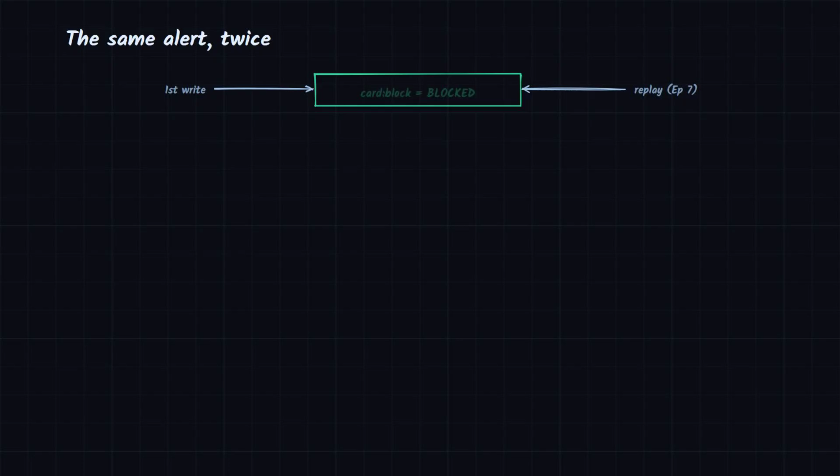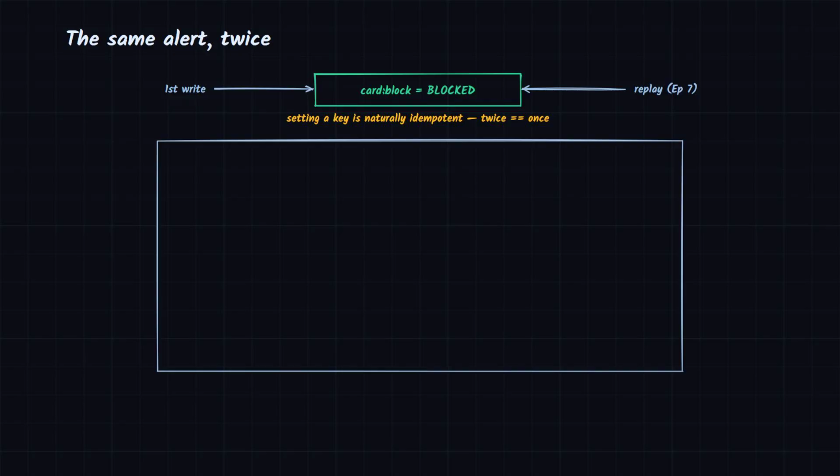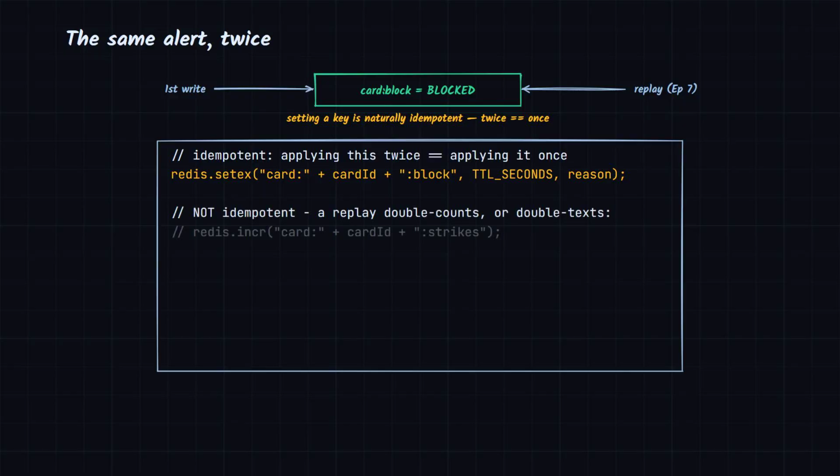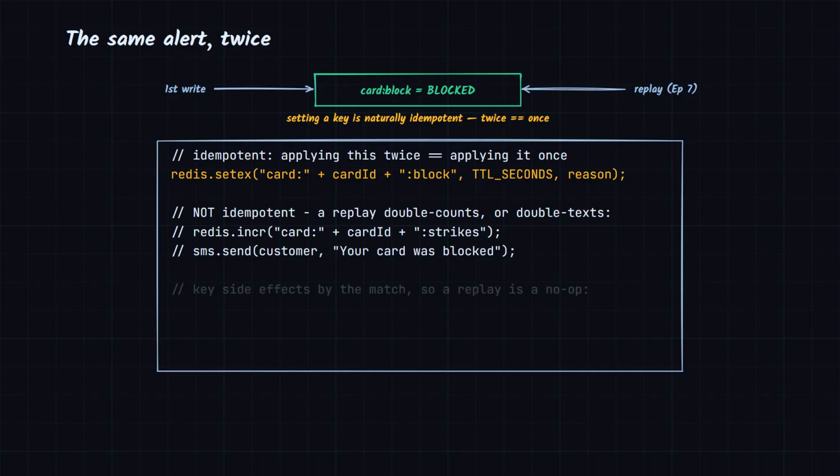Here is the part that gets skipped and then hurts. That block is going to be written more than once. Two patterns can fire on the same card. A stream gets replayed after a failure, which is exactly what episode 7 is about. So the action has to be idempotent, meaning applying it twice is the same as applying it once. Setting a key to blocked is naturally idempotent. Incrementing a counter is not, and neither is sending a customer an SMS, which is how someone gets 9 identical fraud texts at 2 in the morning.